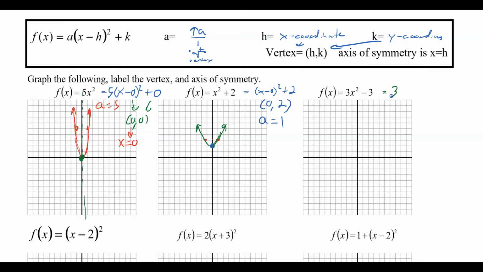Okay. This would be 3, x minus 0. Notice I'm always putting a minus on that one. So my vertex would be 0, negative 3. Put a dot right there.